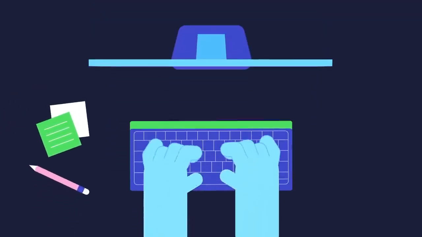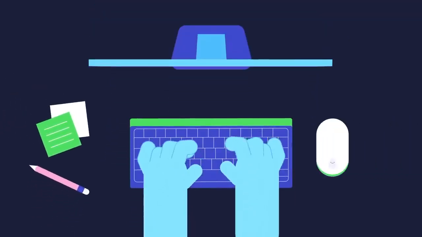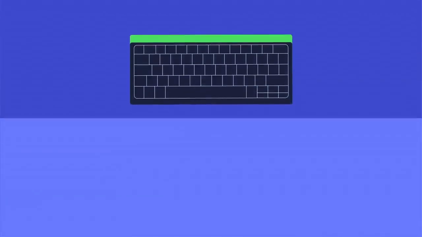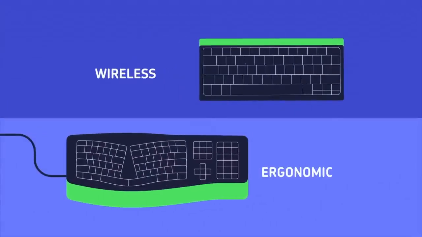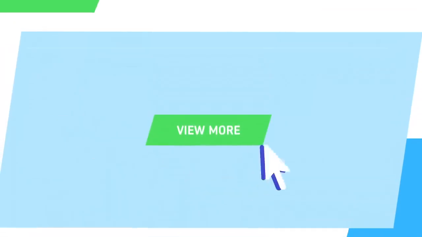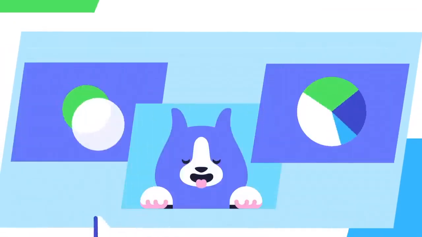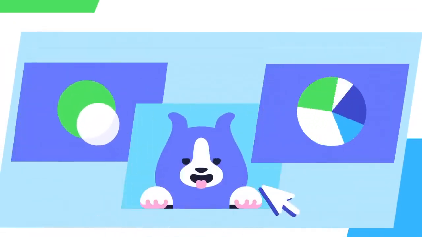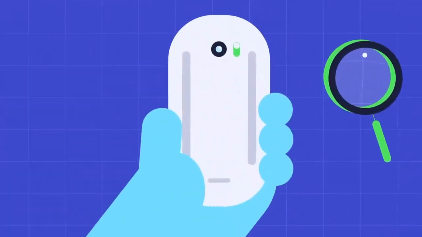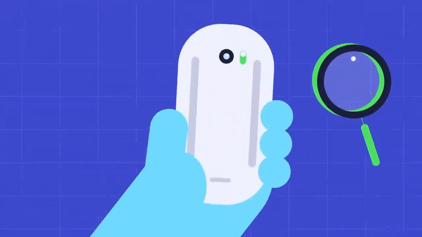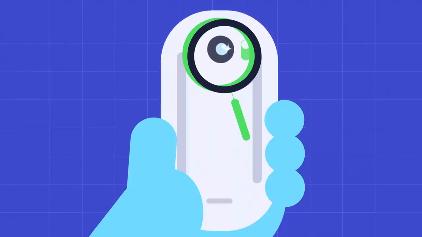To interact with your computer, you'll need a keyboard and a mouse. Keyboards come in many different styles, including wireless and ergonomic. The mouse is used to control the mouse pointer on the screen, so you can click and interact with your computer. Most mice detect movement using an optical sensor on the bottom. Underneath, you'll find a small electronic eye.